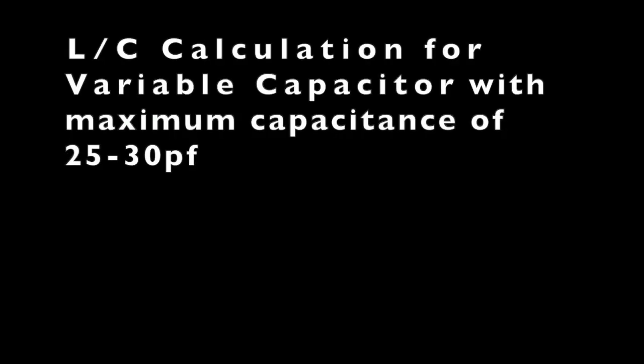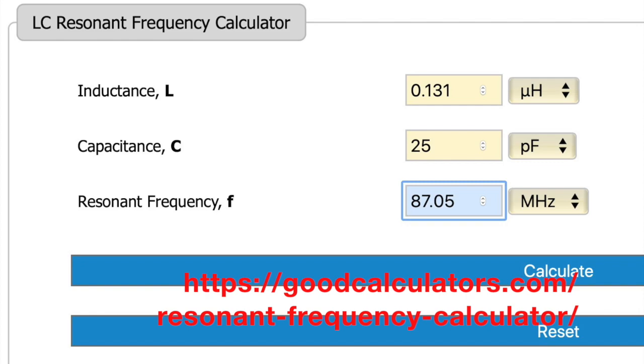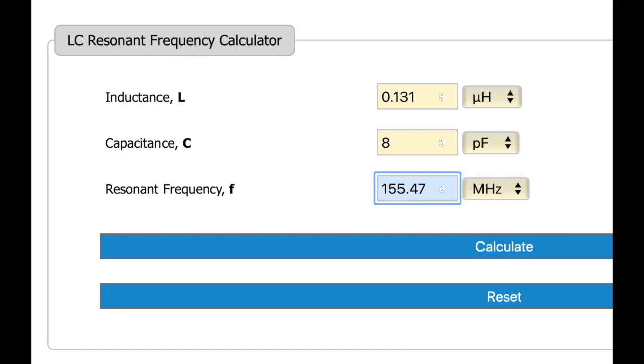The second type of variable capacitor you can find on the market is those that vary from 5 pF to 25 pF or from 5 pF to 30 pF. So if you got this bigger capacitance, here is how you can calculate. We input 25 pF as capacitance. For the frequency we take 87 MHz, and then we find out that 0.131 microhenry is required for inductance. Now let's change our capacitance to 8 pF and then we'll get 155 MHz. That means this LC combination will give us a frequency range from 87 MHz to 155 MHz, which is enough to even cover the aviation channel.